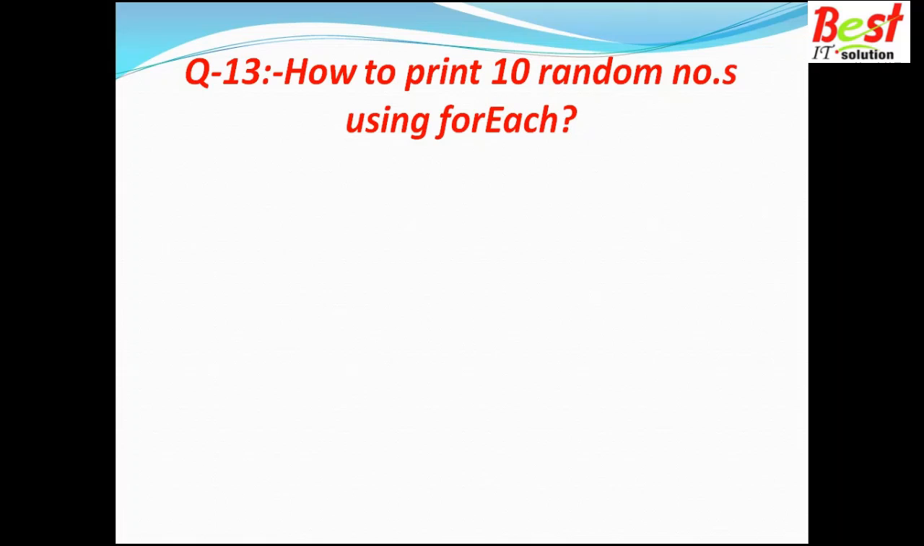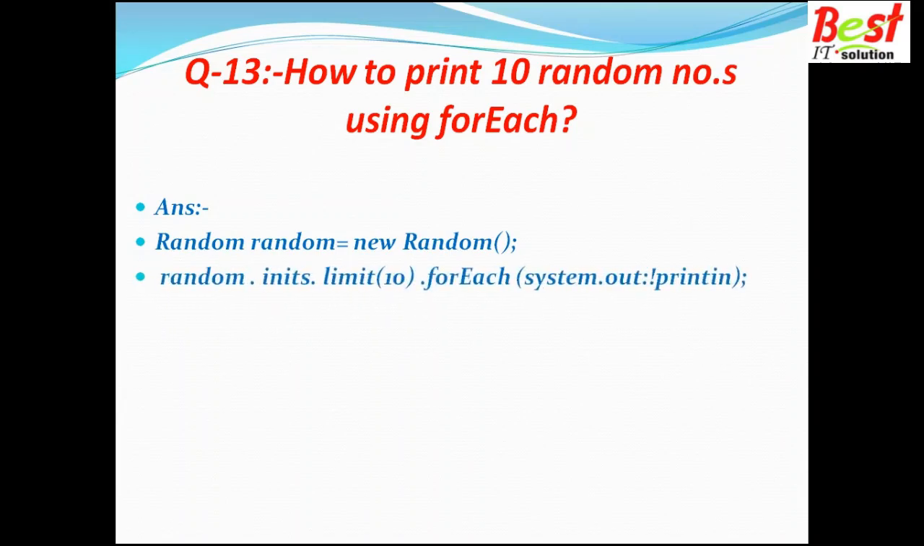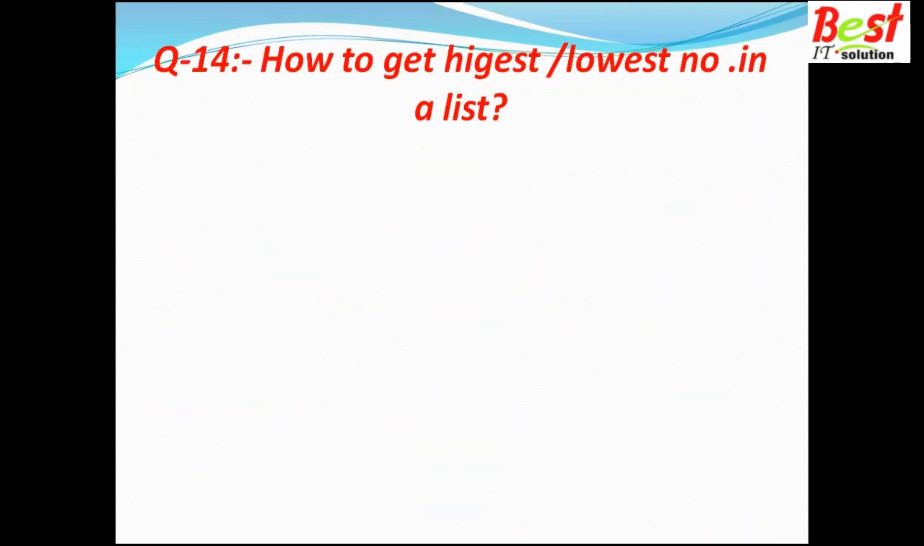How to print 10 random numbers using forEach. This is the code snippet. We can use Random random = new Random(), creating the object of Random. Then, with the help of this random object, random.ints().limit(10).forEach(System.out::println). This will print the 10 random numbers using forEach.